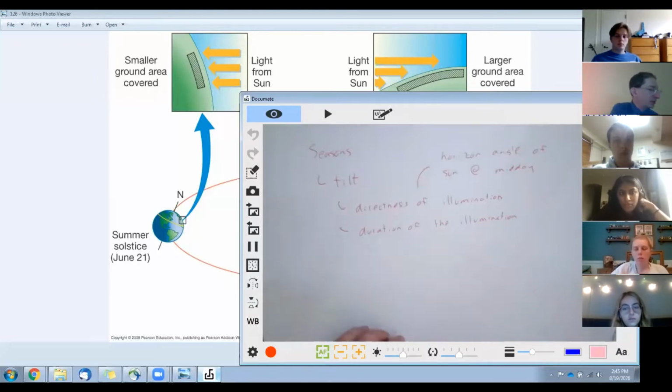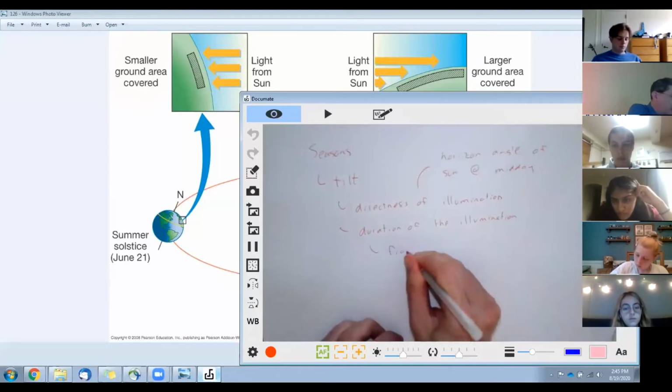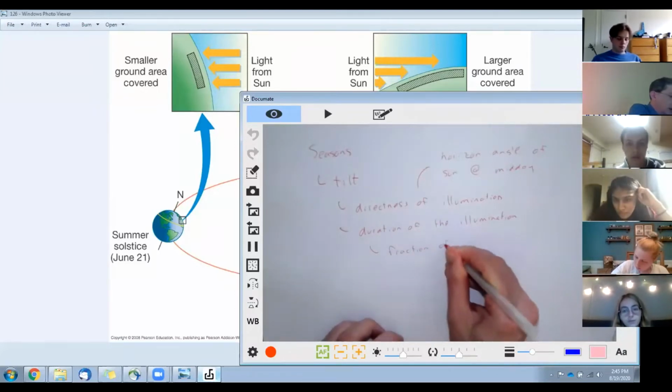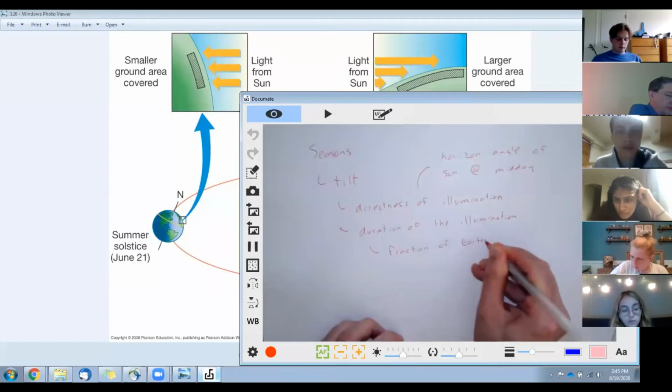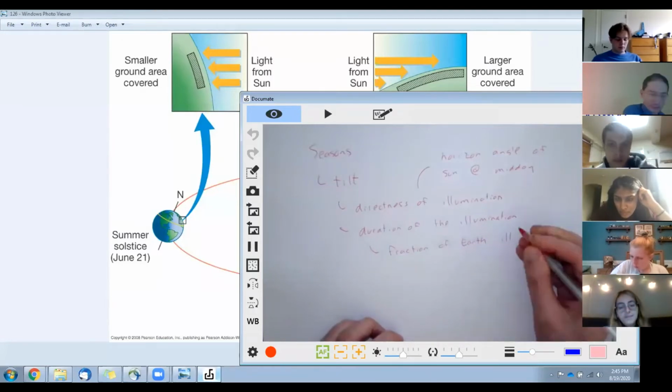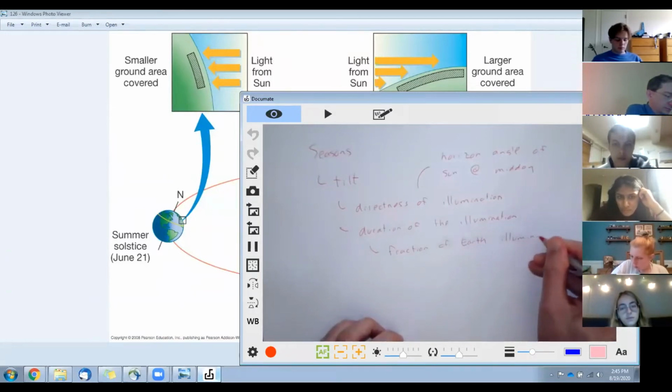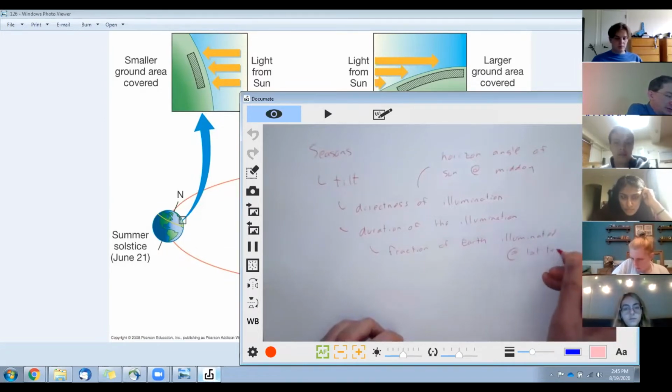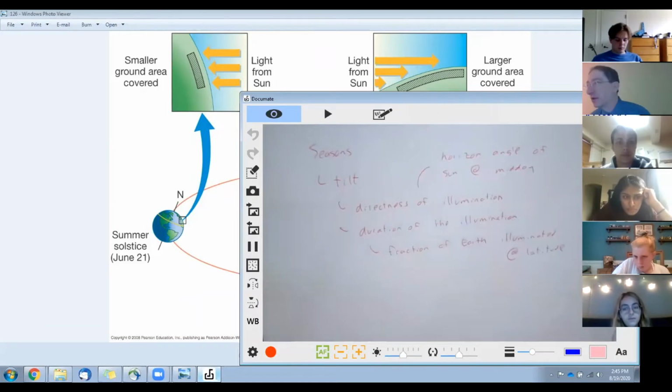And the other one, we'll get to duration of illumination. This depends on the fraction of Earth that is illuminated. And this is at your particular latitude. This fraction varies depending upon the latitude that you're talking about. Okay, let's tackle directness of illumination first.